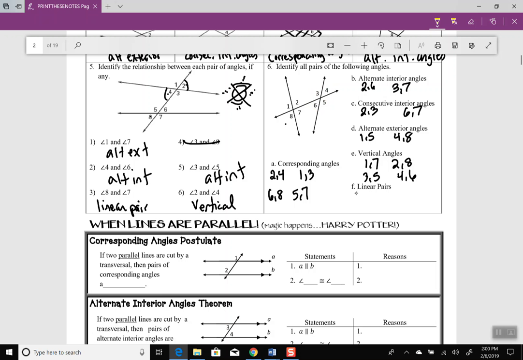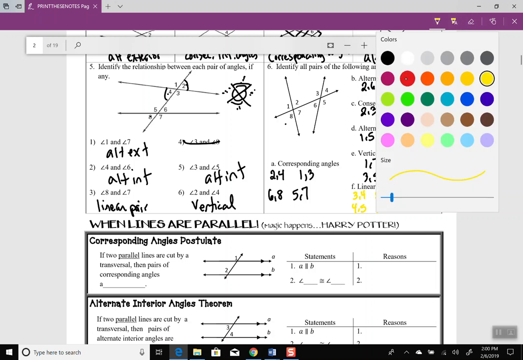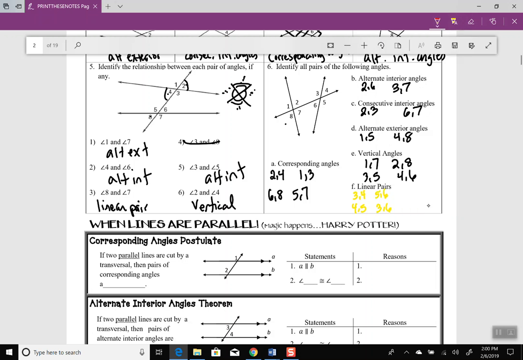So 3 and 4, 4 and 5, 5 and 6, and 3 and 6. That's kind of one foursquare game, vertical linear pairs. The other ones would be then on this side, you've got 1 and 2, 2 and 7, 7 and 8, and 1 and 8.